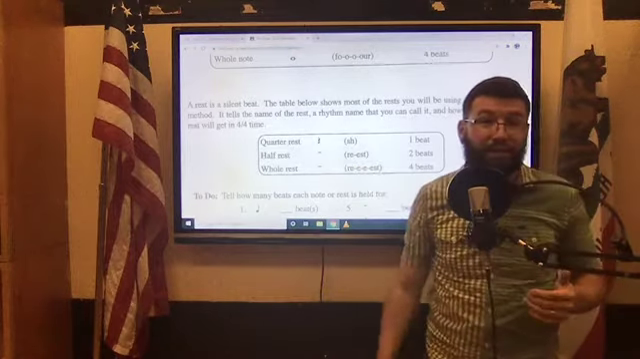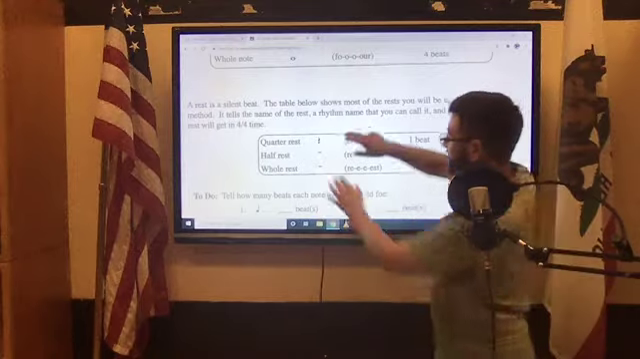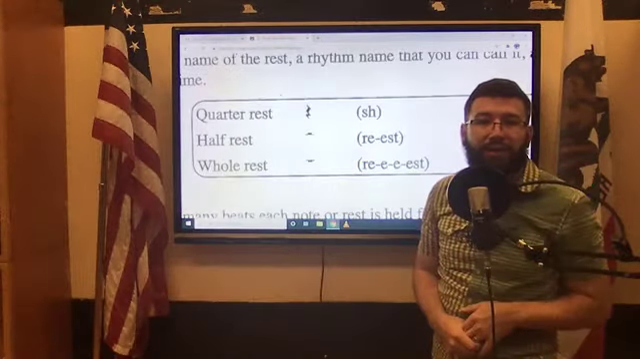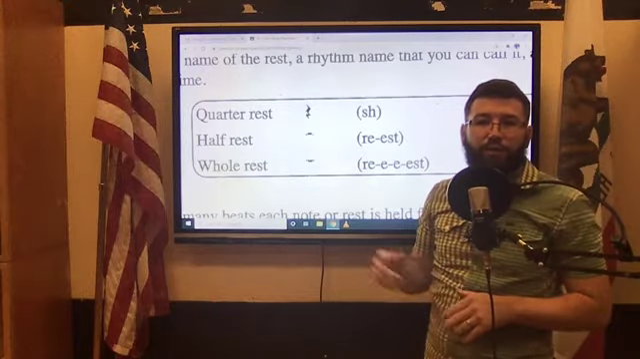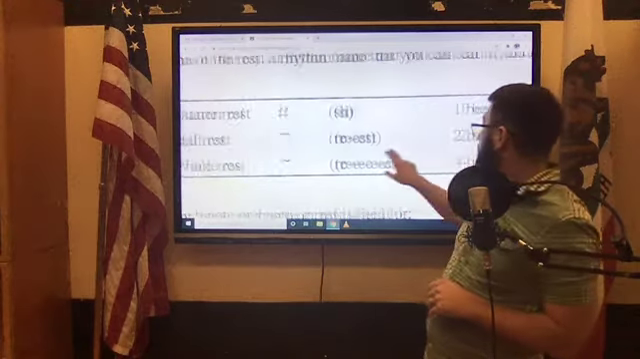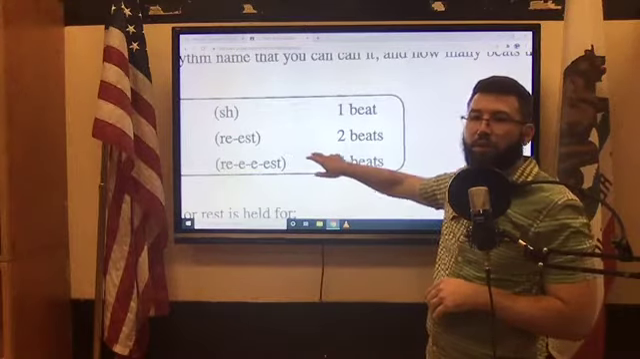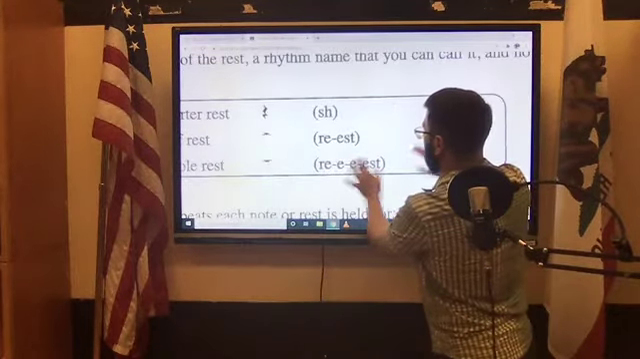Quarter rest is a pretty unique symbol. It kind of looks like a lightning bolt. So if I zoom in a little bit, hopefully that adds some clarity to it. So quarter rest, half rest, whole rest. You have different amounts of beats: 1 beat, 2 beats, 4 beats, going from smallest to biggest, all right?